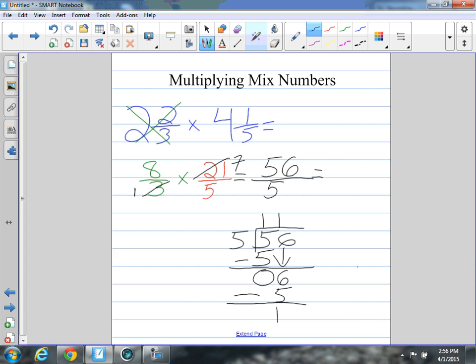How do I write that as a fraction? I know my answer is 11. How do I write it as a fraction? Carson? Okay, where'd you get the 1 for the numerator? Because you have one remainder. Good. My remainder here becomes my numerator. And then my denominator stayed the same. This is your final answer. 2 2/3 times 4 1/5 equals 11 1/5.